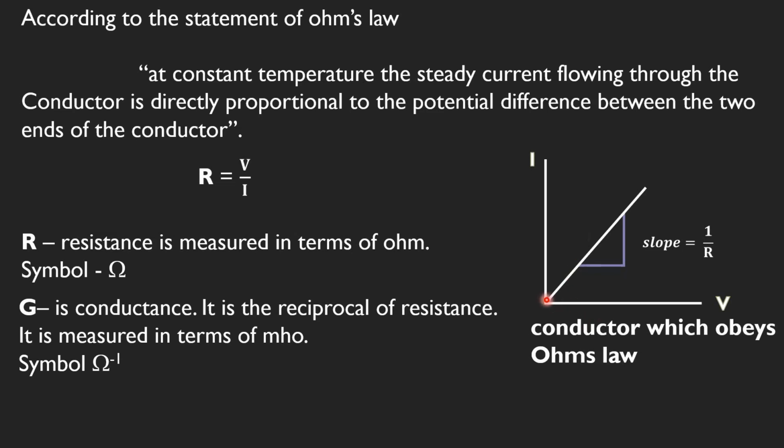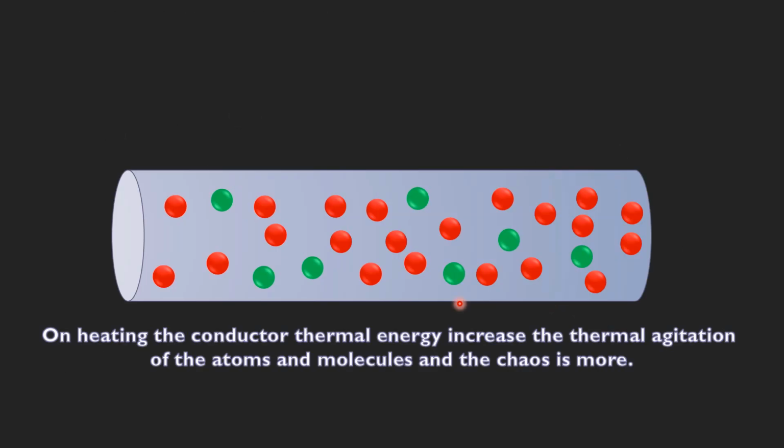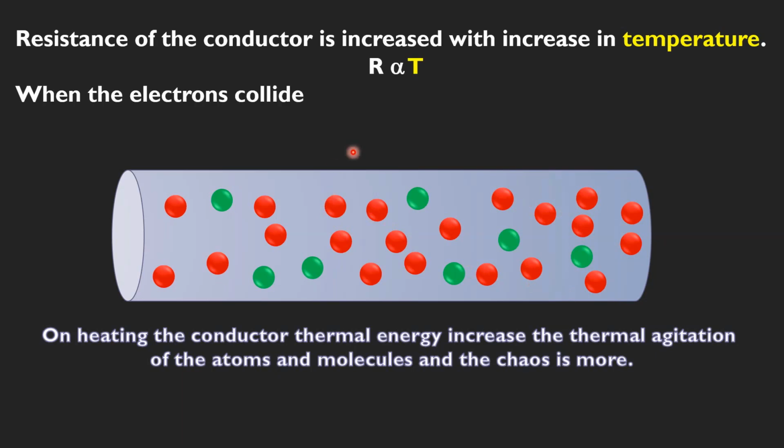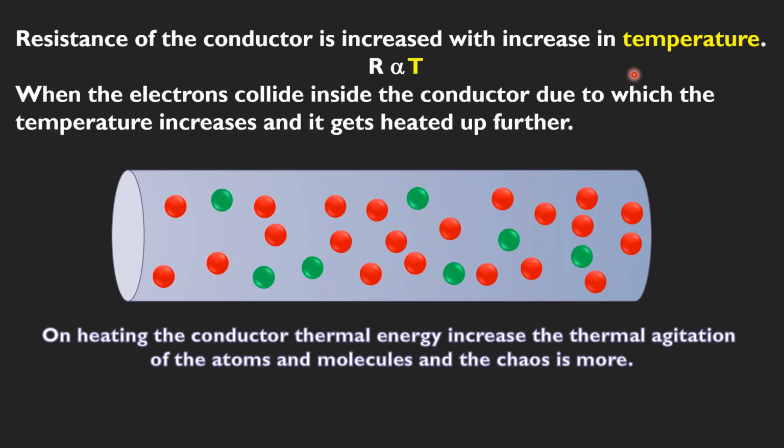For those conductors which do not obey Ohm's law, the graph will not be a straight line, it will be a curved one. Instead of a straight line, the graph will be a curved one like this. Okay, here we have to consider the situation in which the conductor has a large number of molecules and atoms inside it, and here these red icons are representing the electrons, and the resistance of the conductor is increased with increase in temperature. Here we have to concentrate on the factors on which the resistance of the conductor depends.